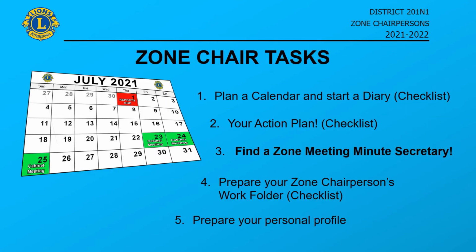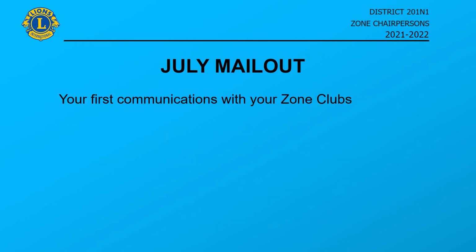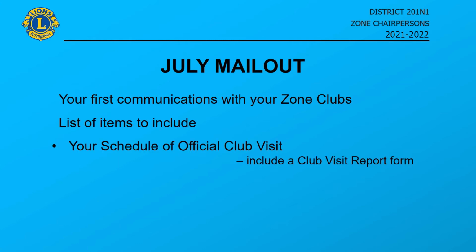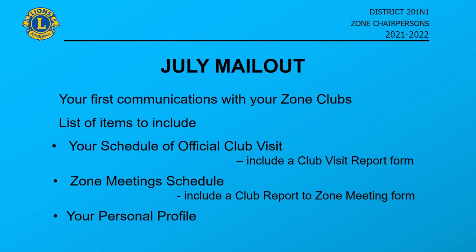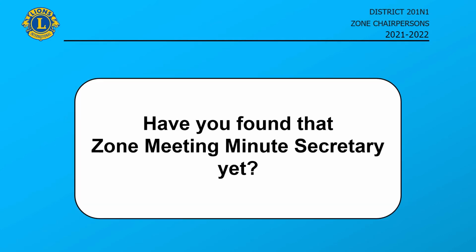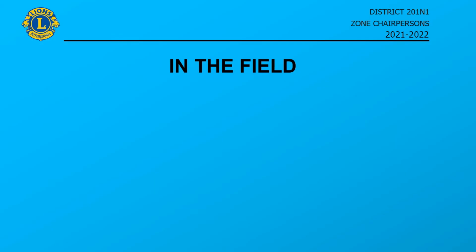Next, prepare your personal profile. And you have now completed the planning that all of your Zone clubs need to know about. By the end of July, email to your Zone clubs the checklist items. Have you found that Zone Meeting Minute Secretary as yet? Now, you're all set to get out into the field.